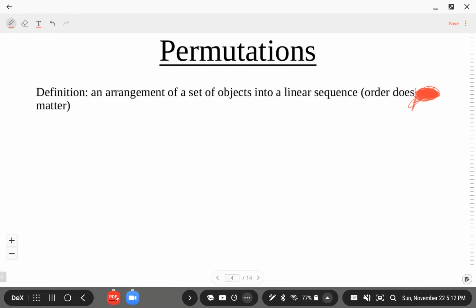Permutations is an arrangement of a set of objects into a linear sequence. Order does matter, of course. It's an arrangement, so of course order matters. If you have a set of objects, let's say A, B, and C.